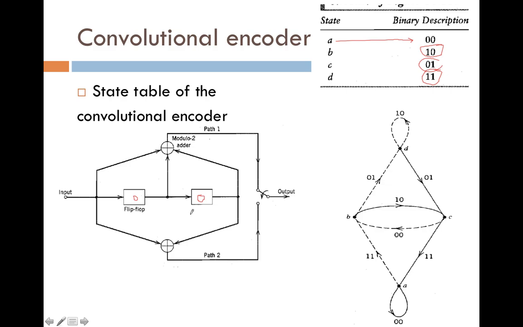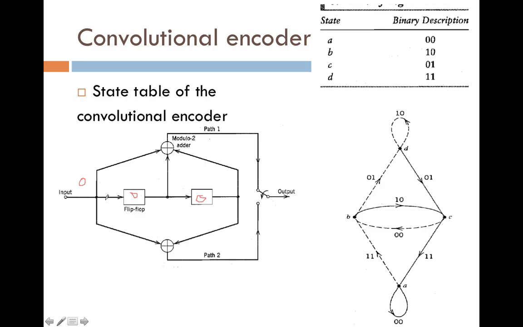Now we need to find the output of the encoder for different input sequences, where the input may be 1 or 0. For example, we consider that initially the flip-flop values are 0, 0. If 1 comes or 0 comes, we are going to find the output of the encoder. Initially, both flip-flops are 0. Now a 0 is coming. If a 0 is coming, there will not be any change in the state of the encoder, because this 0 never influences any value of the flip-flop.